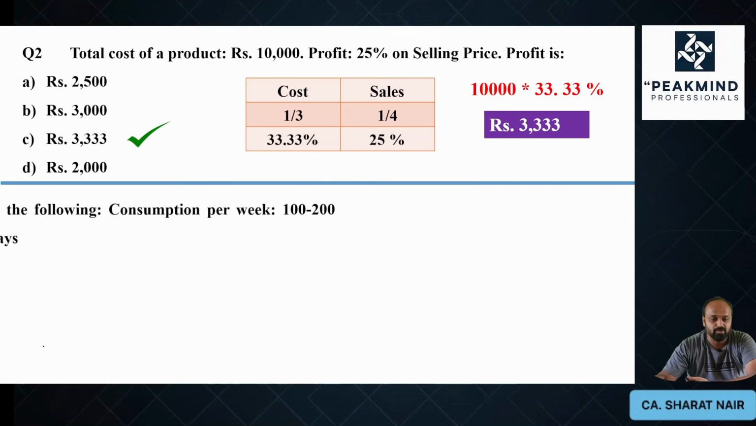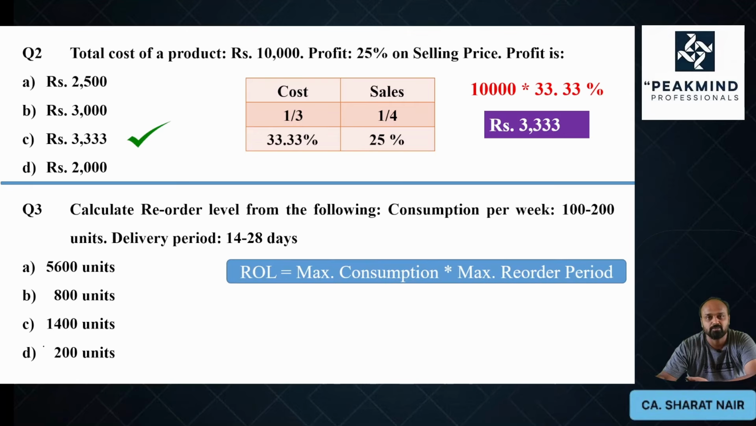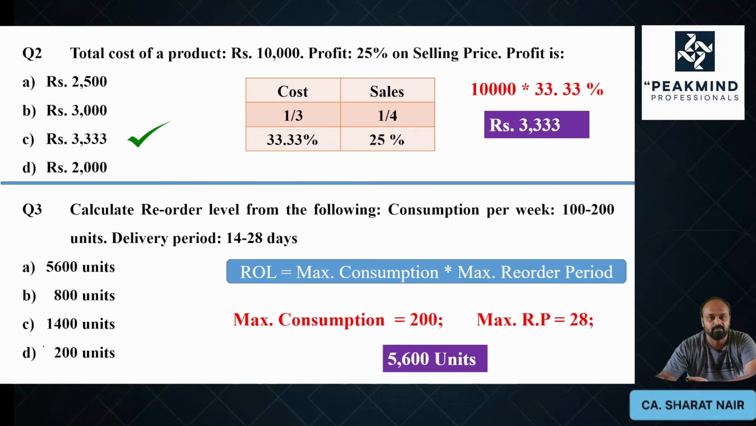Moving to the next MCQ, it is talking about computation of reordering level. They have given us consumption of the raw material, 100 and 200 units, both minimum as well as maximum, and the delivery period, with minimum delivery period 14 and maximum delivery period 28. To compute the reordering level, the formula is maximum consumption into maximum reorder period. Here the maximum consumption is 200 units and the maximum delivery period is 28. So reorder level will be 200 into 28. The correct answer is 5,600 units, so the option is A.